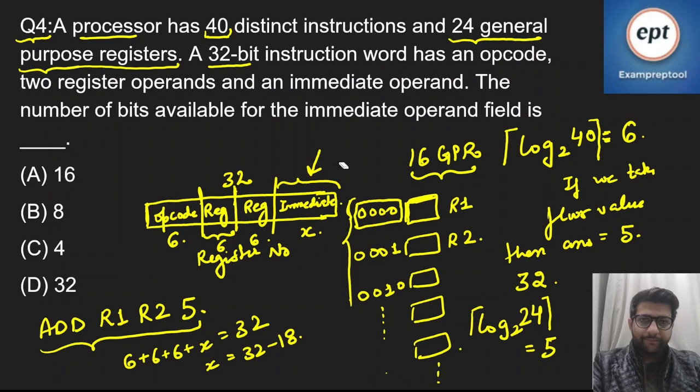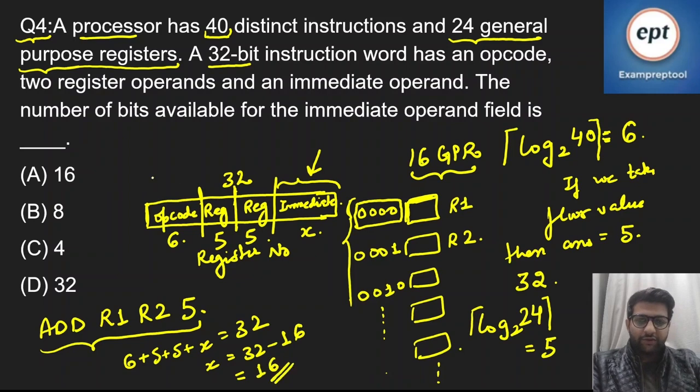So this will be what? Sorry, this will not be 6, this will be 5. We calculated the number of bits for a register is 5. So this will be 6 plus 5 plus 5, and that will be 32 minus 16, which is 16, right? So the number of bits required for the immediate operand is 16, right?